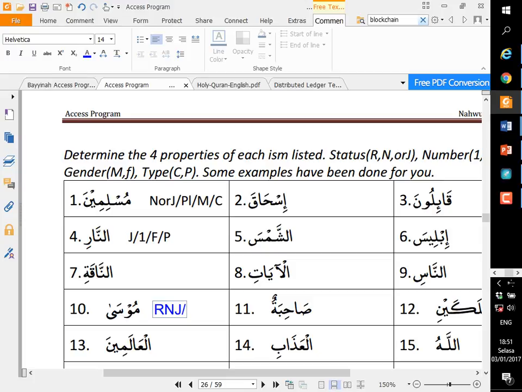And how about the number? Singular. Okay. How about the gender? How about the type? Common or proper? It's a name. It's proper. Okay, proper.